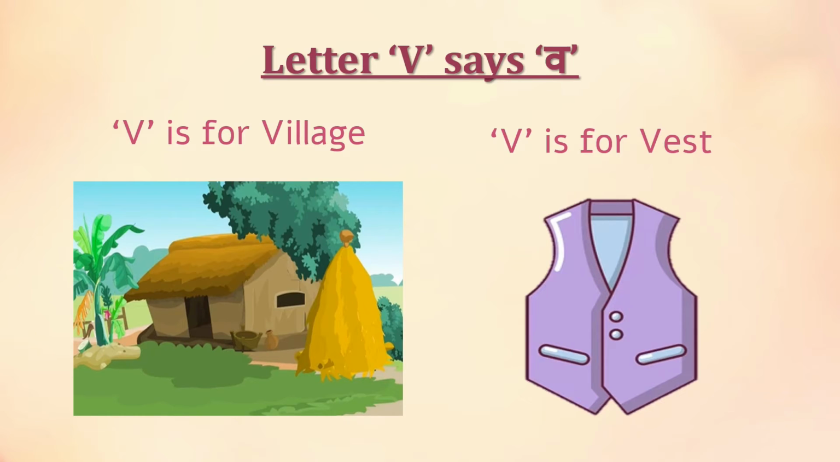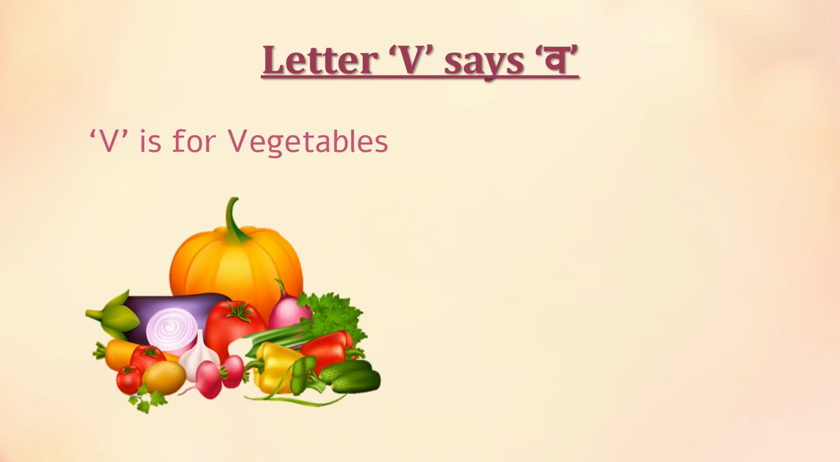V, V, vest. V is for village. V, village. V is for vest. V, vest. V is for vegetables. V, V, vegetables. So children, you can see different vegetables on your screen, like brinjal, tomato, potato, onion, capsicum, pumpkin, etc. So all these are called vegetables.